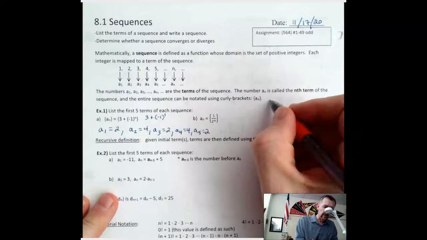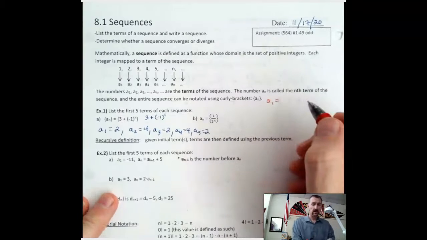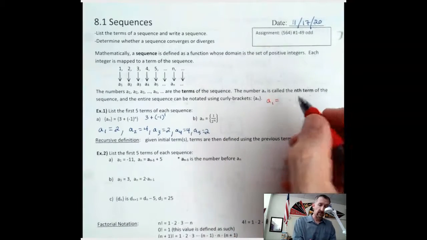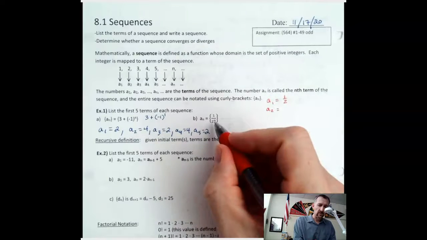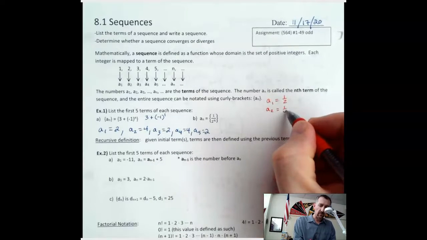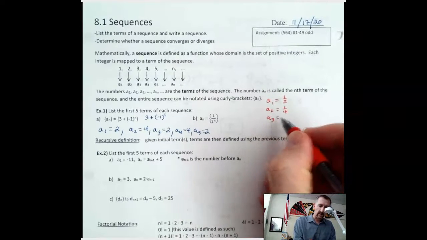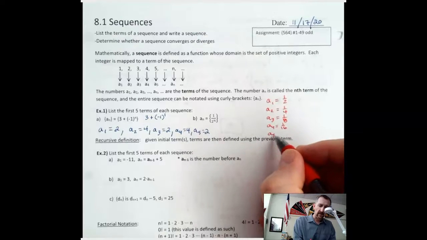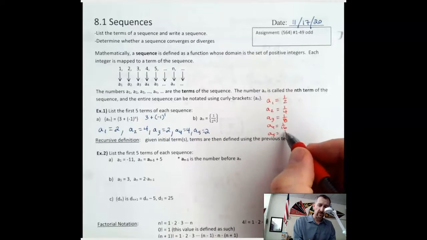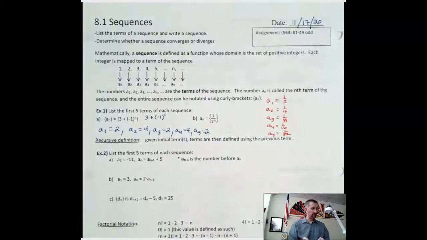Over here, a sub 1, so we plug a 1 in there, that's going to be 1/2, and a sub 2, that'll be 1 over 2 squared, which is 1/4, and then 1 over 2 cubed, which would be 1/8, and then 1 over 2 to the 4th, which would be 1/16, and then 1 over 2 to the 5th, which would be 1/32. And that's it. So they just asked us to list those numbers.